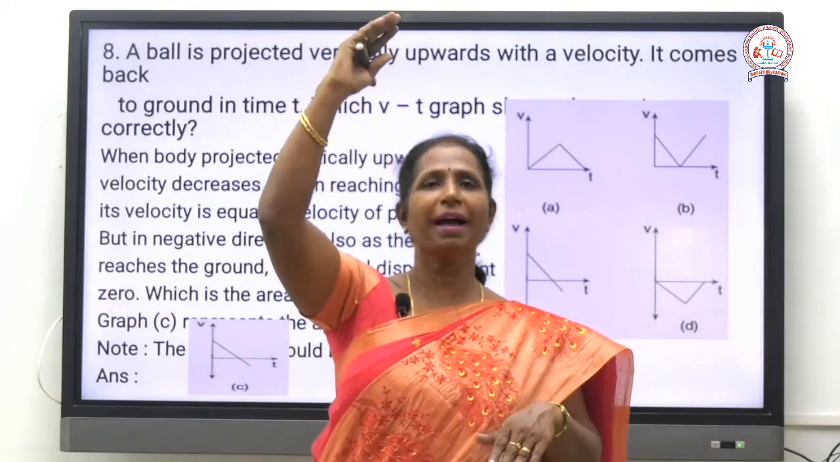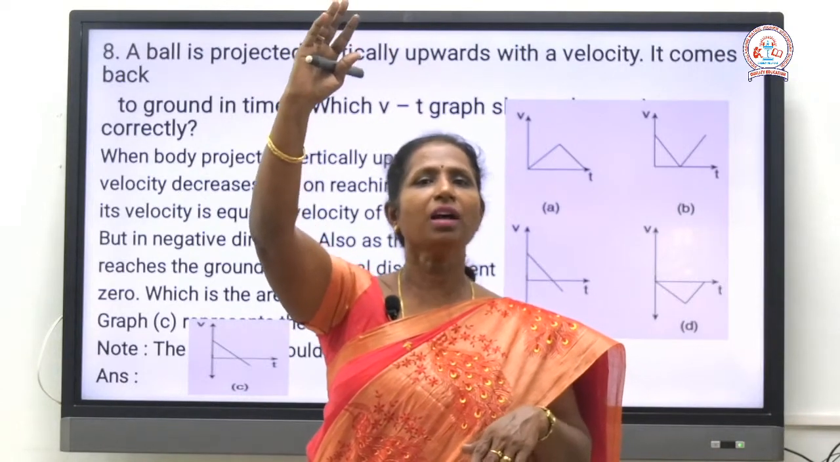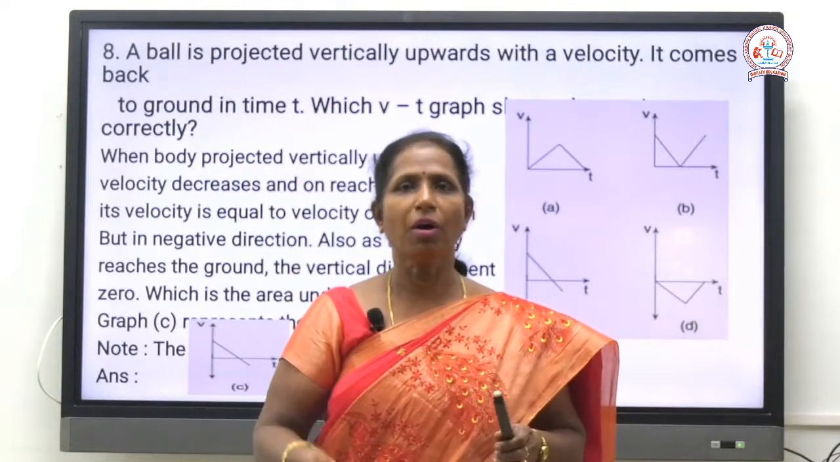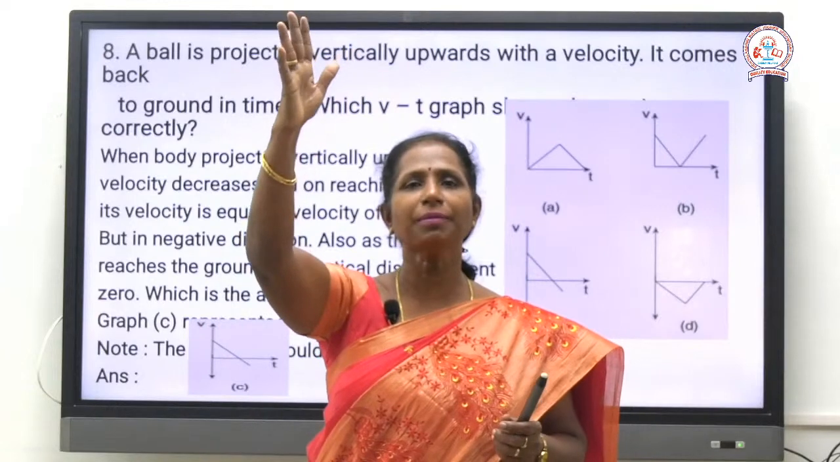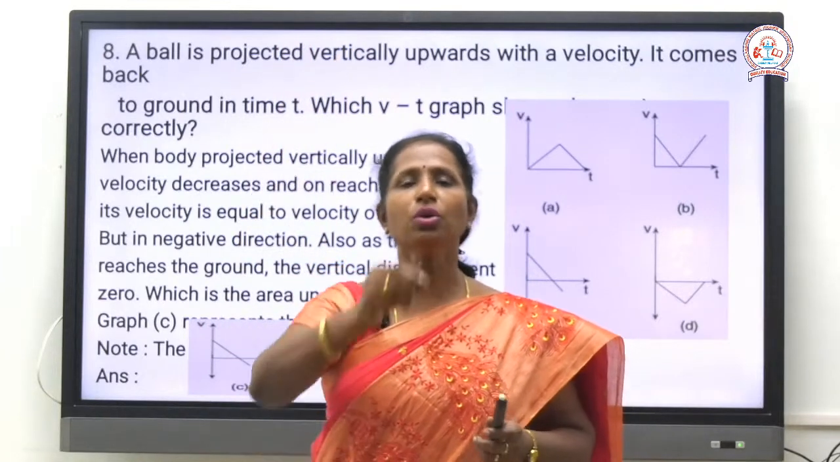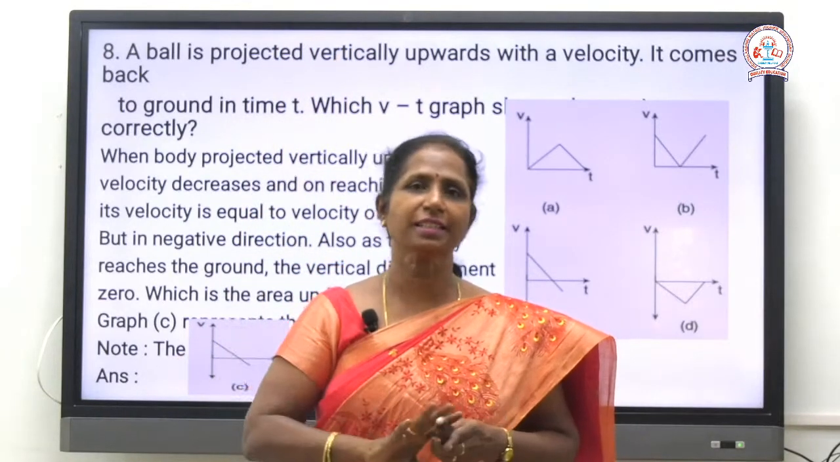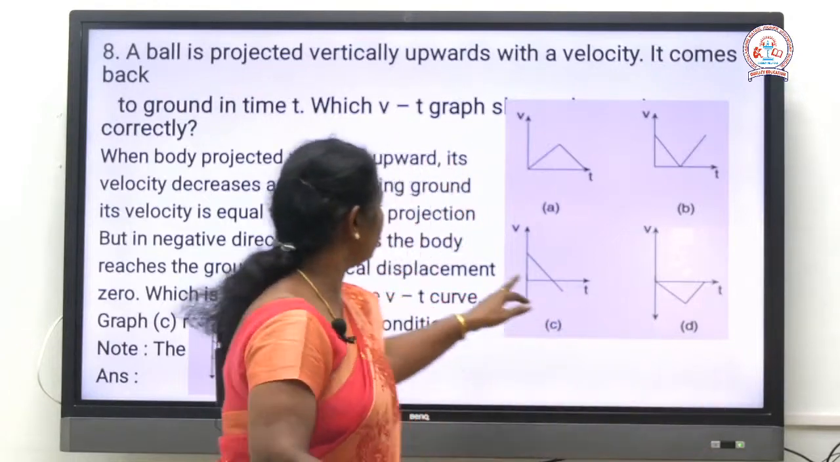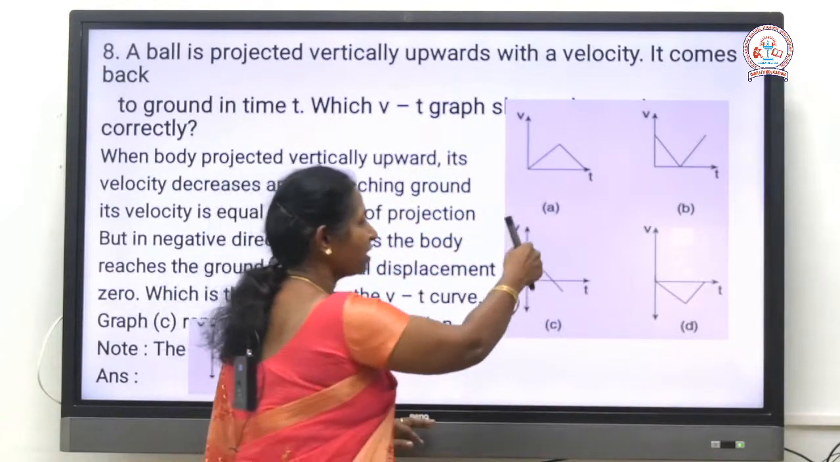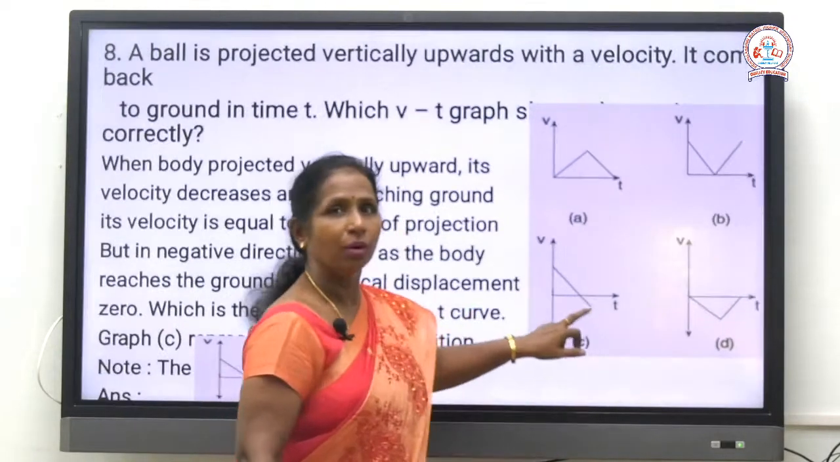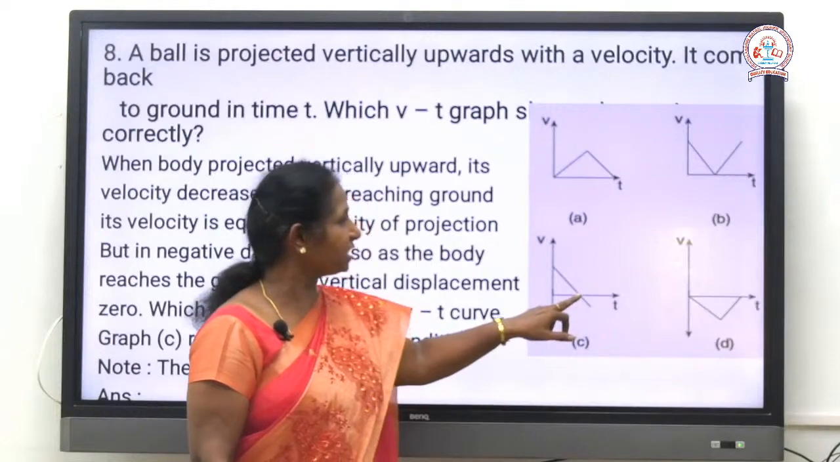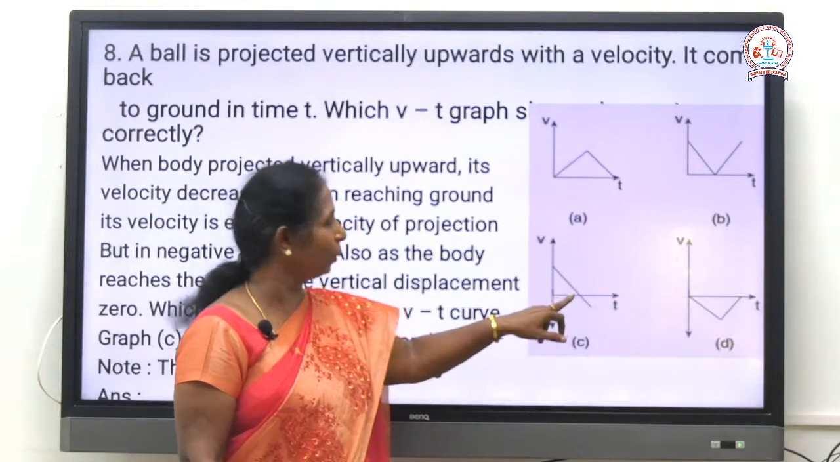And when the ball reaches the maximum height, what happens? Velocity becomes 0. So the graph should touch the x-axis when the velocity is 0. So when the ball is thrown up, velocity is decreasing, and when it reaches the maximum height, velocity becomes 0.